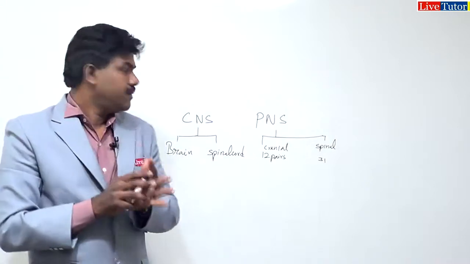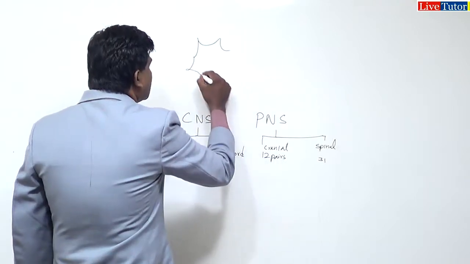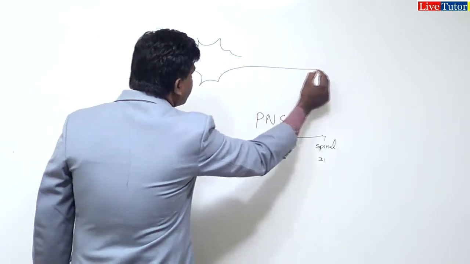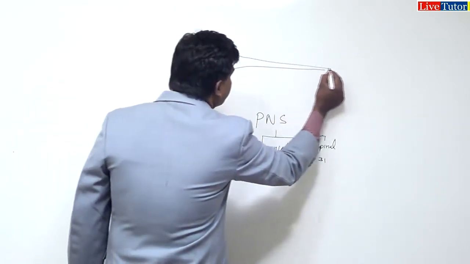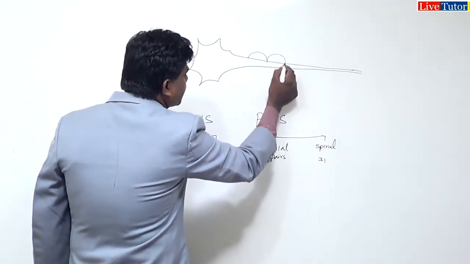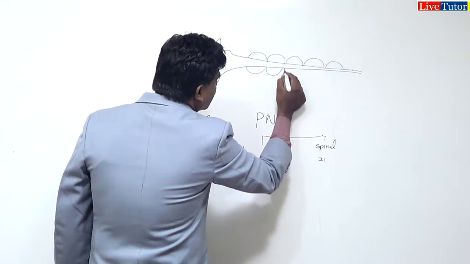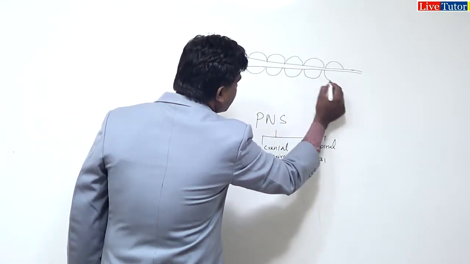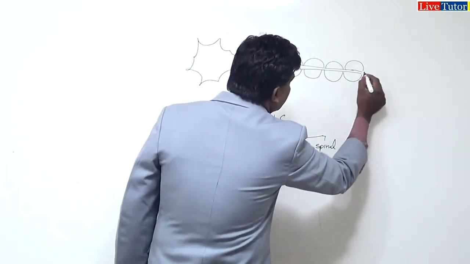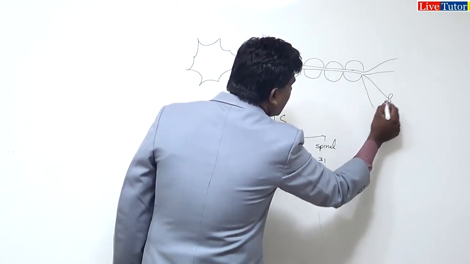Now the cyton. From the cyton there is an axon. Above the axon there is a myelin sheath. If the myelin sheath is present, it is called a medullated or myelinated neuron. Then there are the nerve endings. The nerve endings are also called boutons.